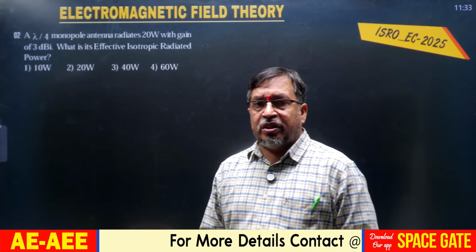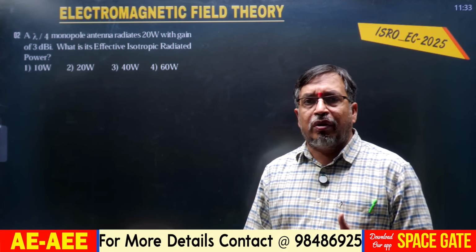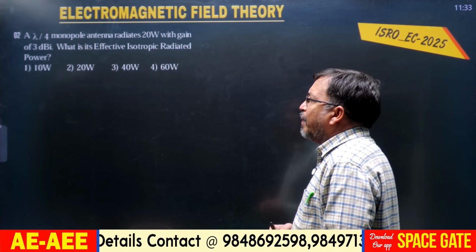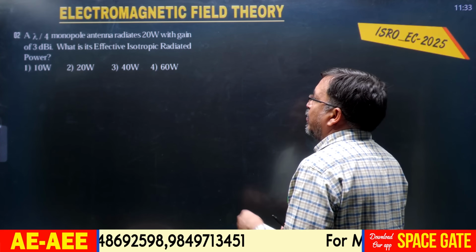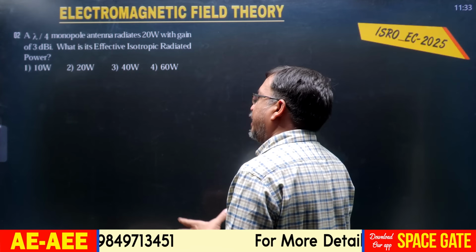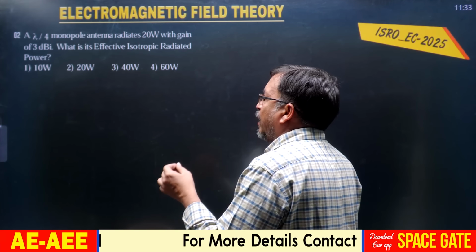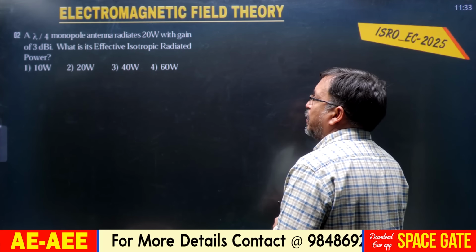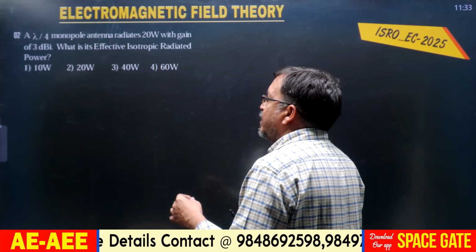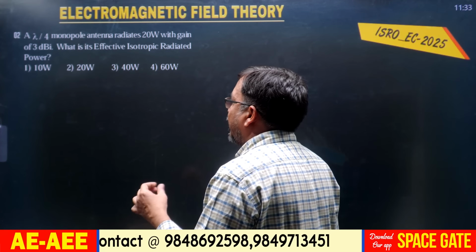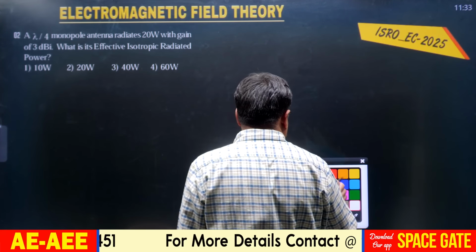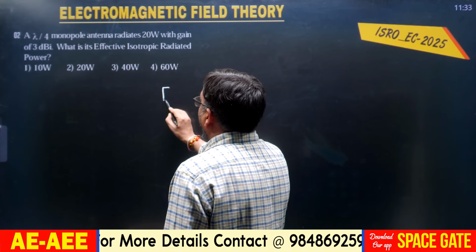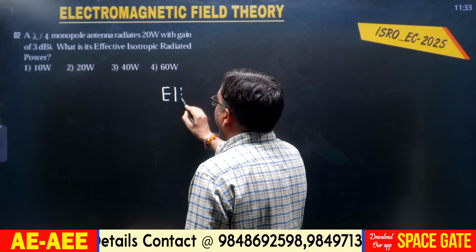Students, the next question. This question is related to antennas. A lambda by 4 monopole antenna radiates 20 watts with a gain of 3 dBi. Here dBi means decibel with respect to isotropic. Then what is its effective isotropic radiated power? This question is related to EIRP. EIRP means effective isotropic radiated power.